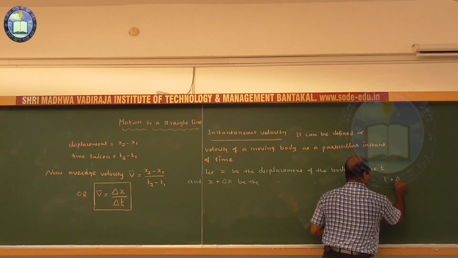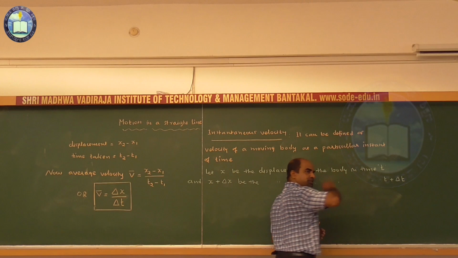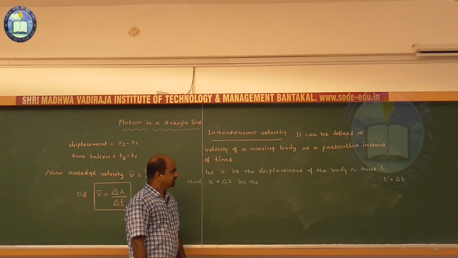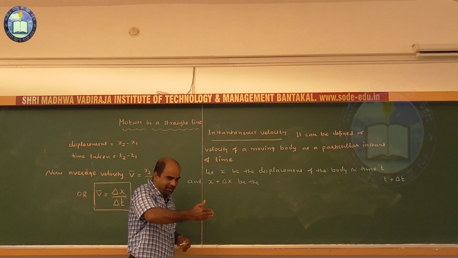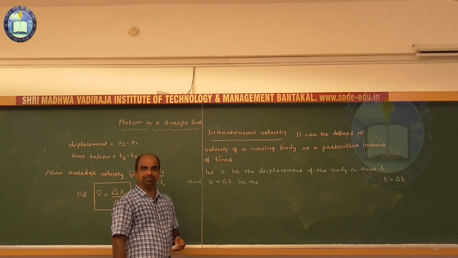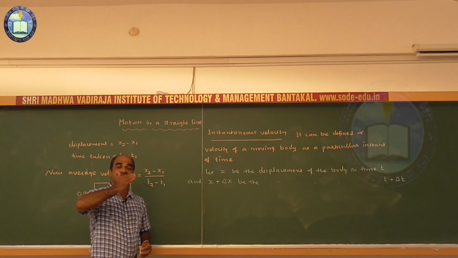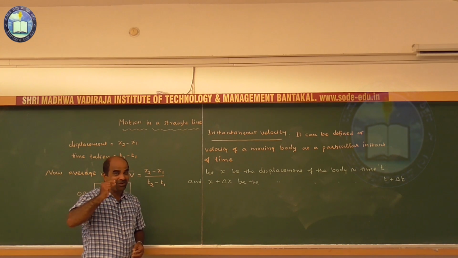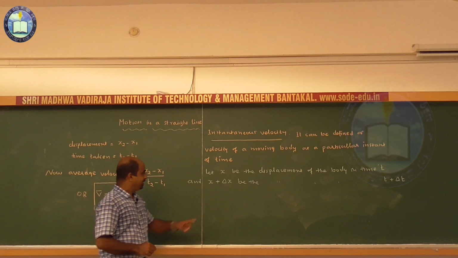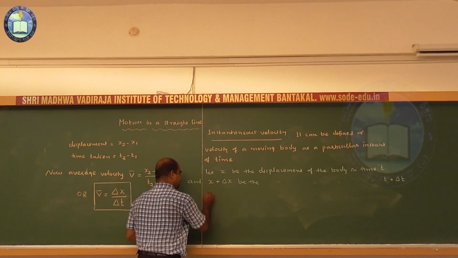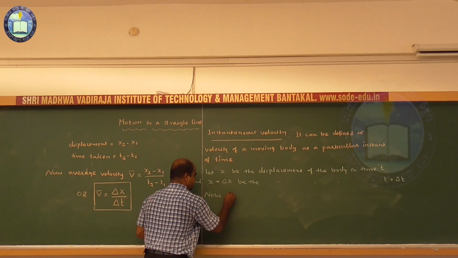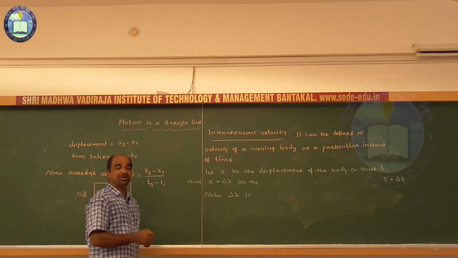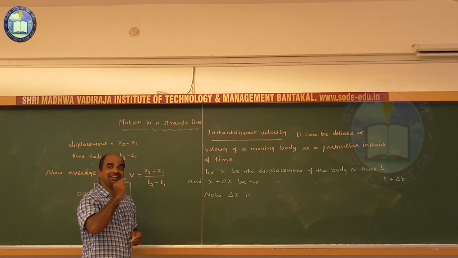I told you, what is delta? Delta equals very small. That is, after a small increase in time, displacement becomes x plus delta x. I told you delta equals small change. Now delta x is the displacement of the body in time delta t.